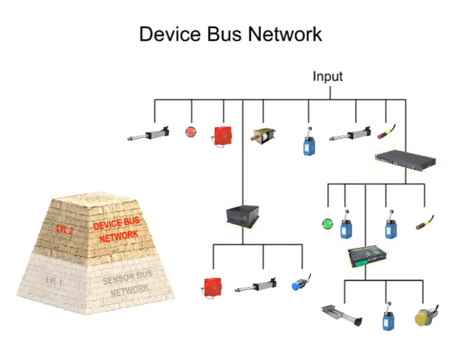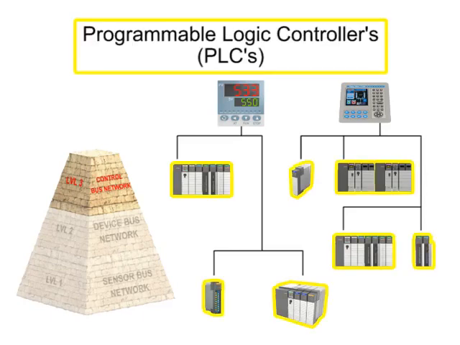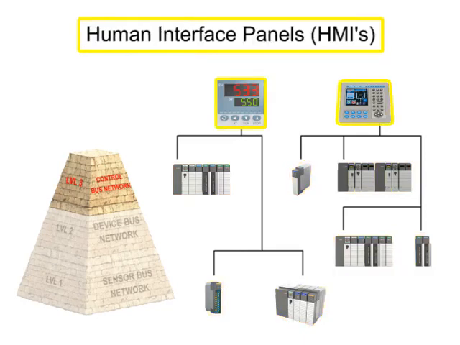Moving up the pyramid, the next increasingly complex level of field bus networking is the control bus network. Control bus networks are the most advanced networks used on the factory floor, and data communication happens at a high level. PLCs, or Programmable Logic Controllers, are connected to each other alongside HMIs, or Human Interface Panels, to allow for complete configuration and control of every instrument on the network.